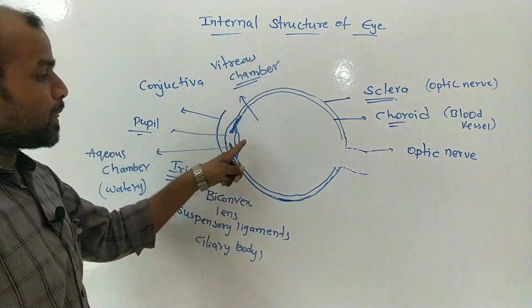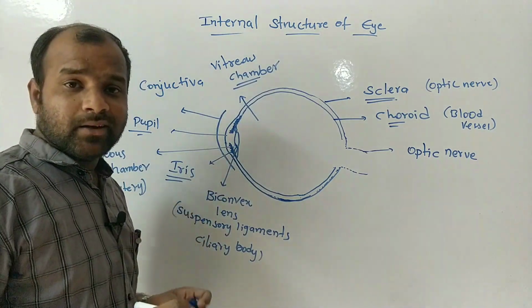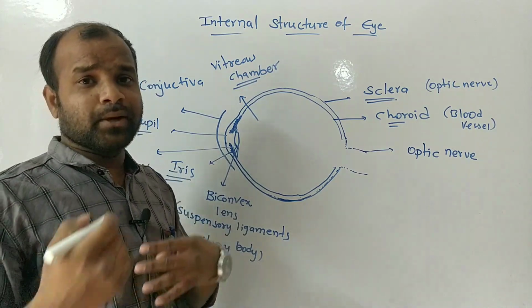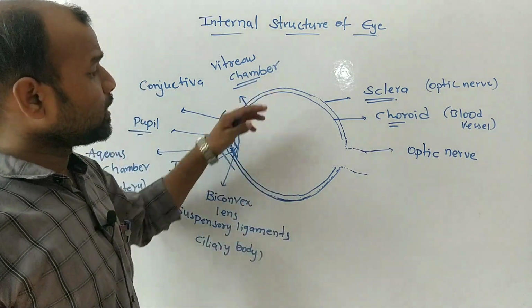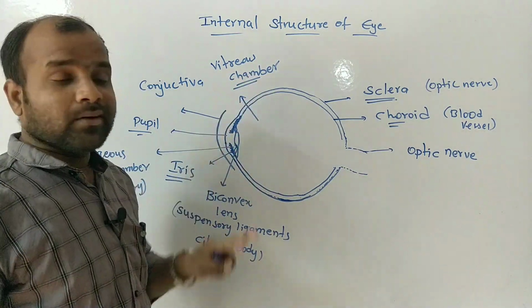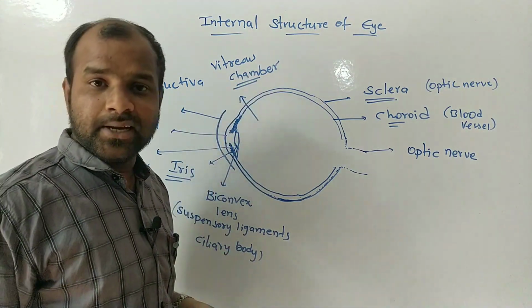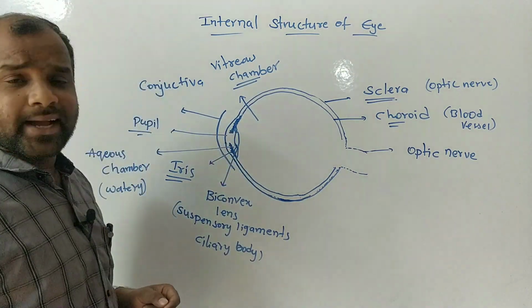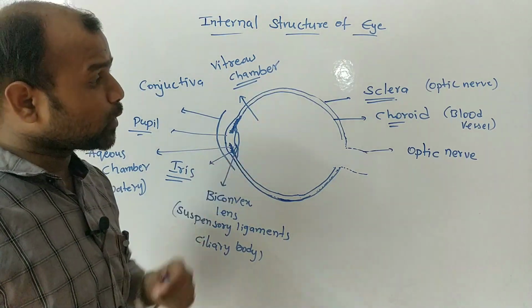So this biconvex lens separates the inner eyeball into the outer aqueous chamber and the inner vitreous chamber, where the aqueous chamber contains a watery substance, whereas the vitreous chamber contains a jelly-like fluid. Fine. So that is the second, middle layer, called the choroid layer.